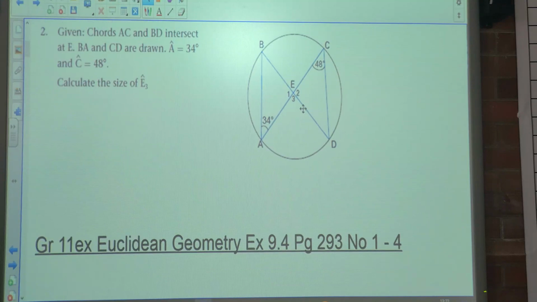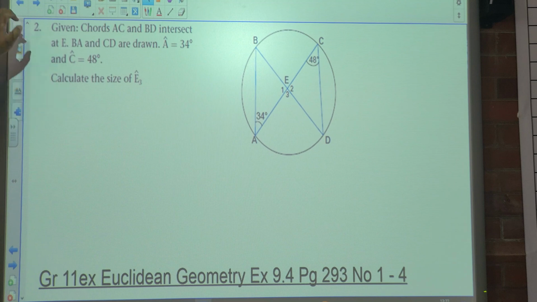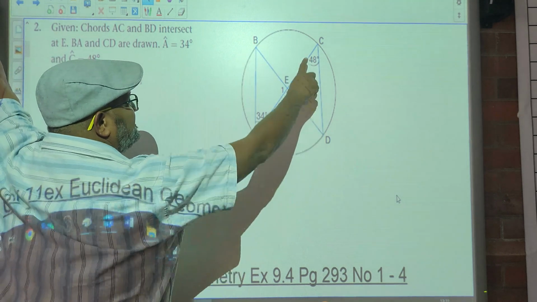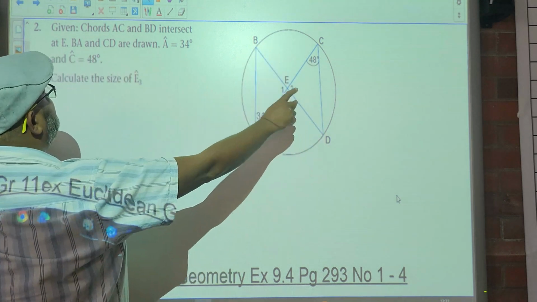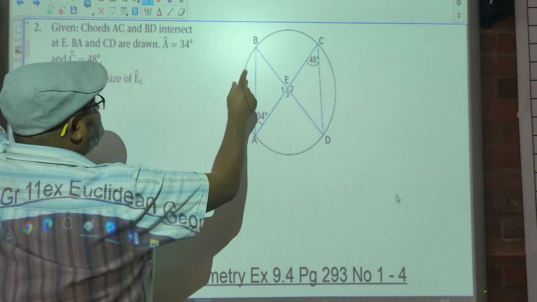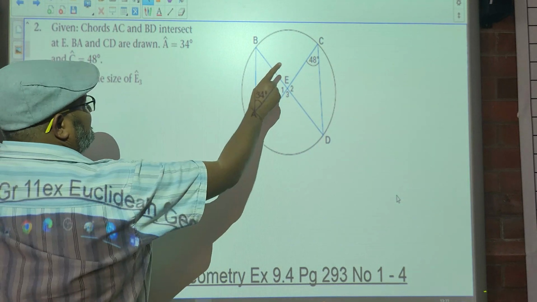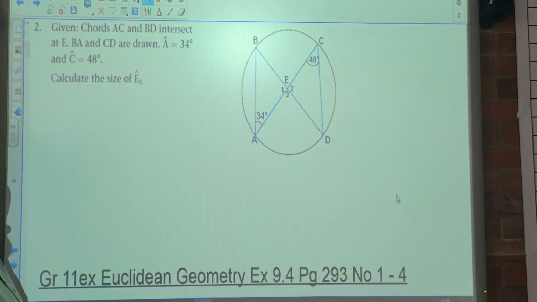People, let's look at number 2. Given chords AC and BD intersect at E. Then we are told that BA and CD are drawn. Angle A is 34 degrees and angle C is 48 degrees. Calculate the size of angle E3. I'm going to calculate E3.